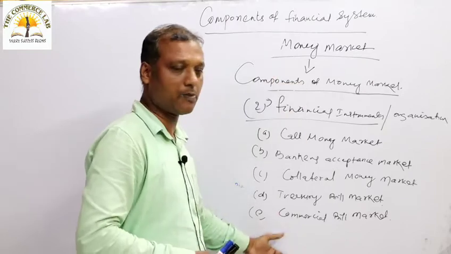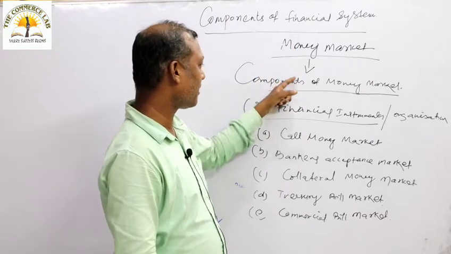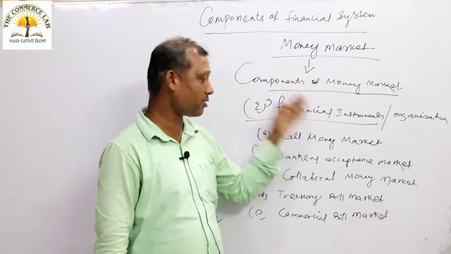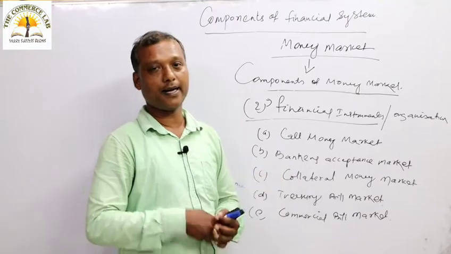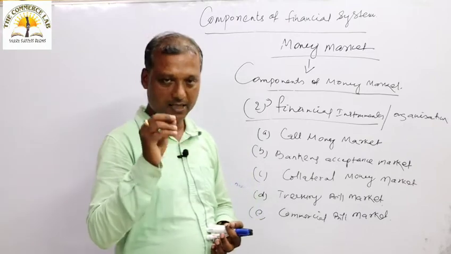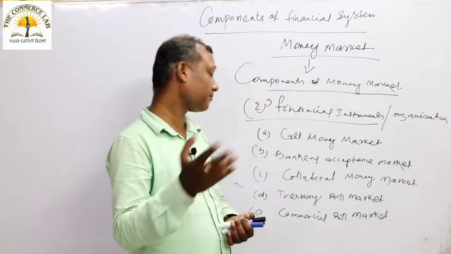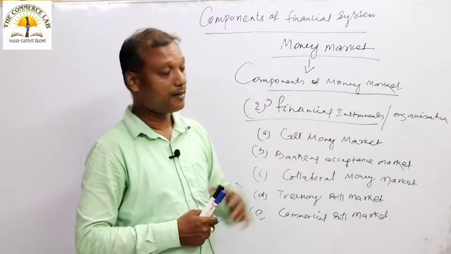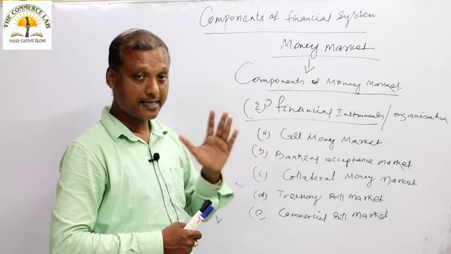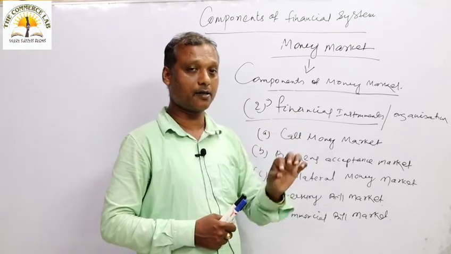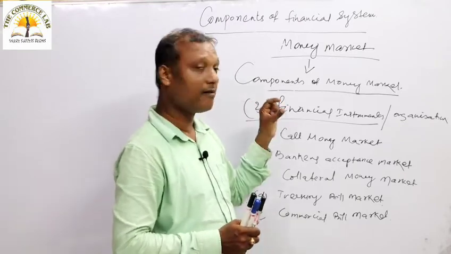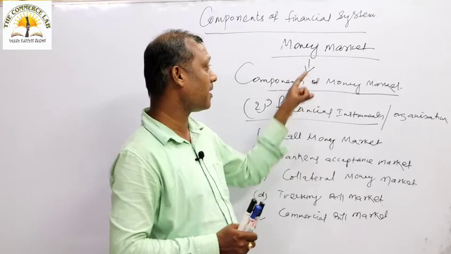So when you focus the discussion on the money market, components of money market can be studied under 2 heads. One will be your financial institutions and one will be your financial instruments. Financial institutions we can study under 3 heads. One will be your RBI, next one will be your commercial banks, and next one will be your cooperative banks. These 3 will come under the organized sector, and indigenous banks, money lenders, seed fund, they will come under unorganized sector. So organized sector and unorganized sector will constitute the financial institutions of the money market.